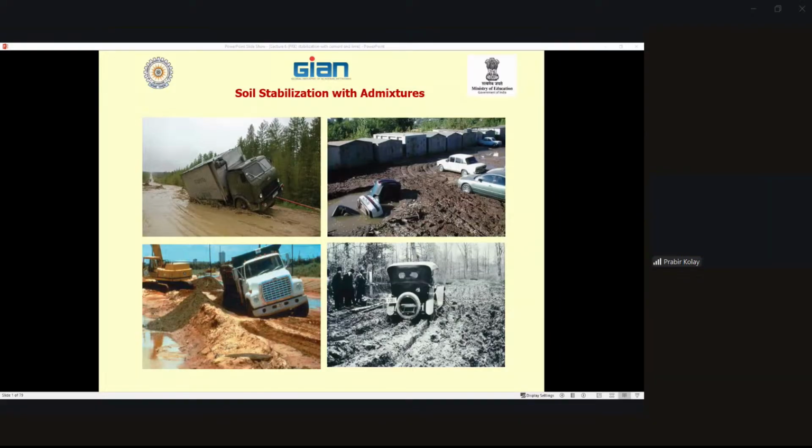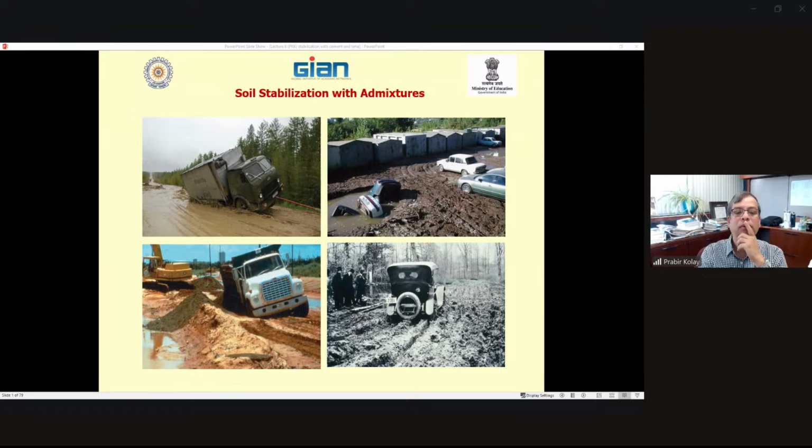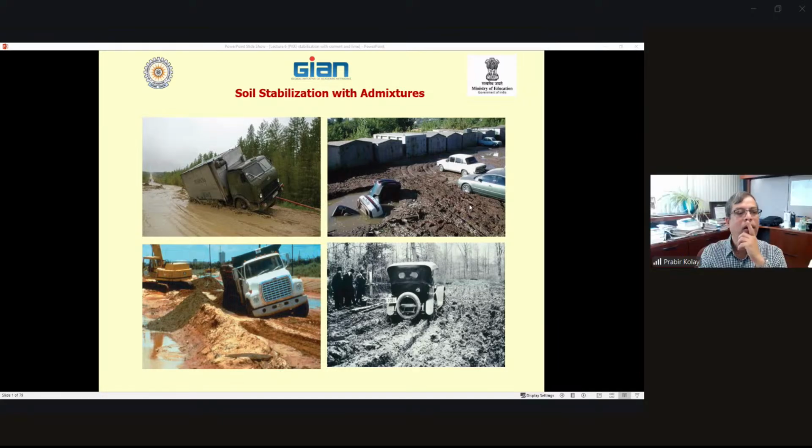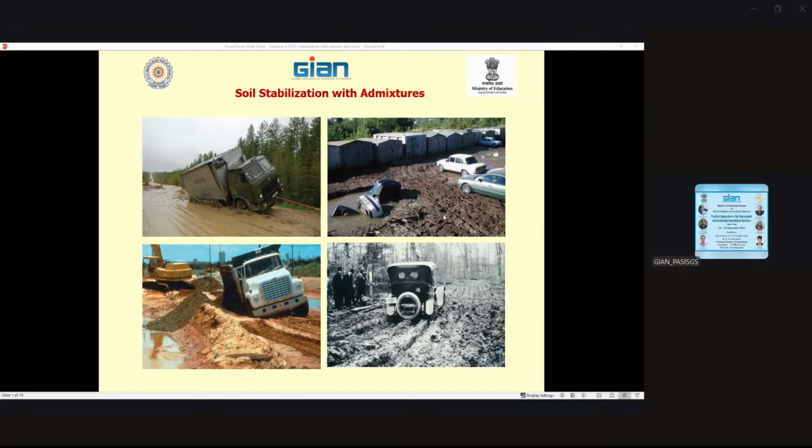Can I start now? Can you see the screen now? Okay. All right, you can see the soil stabilization slide, right? Okay, good. So again, welcome back.